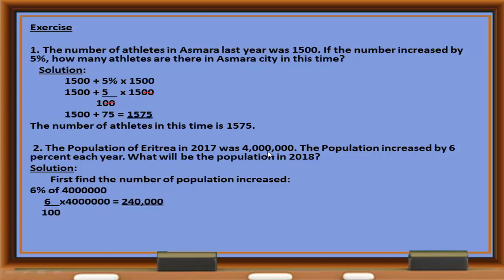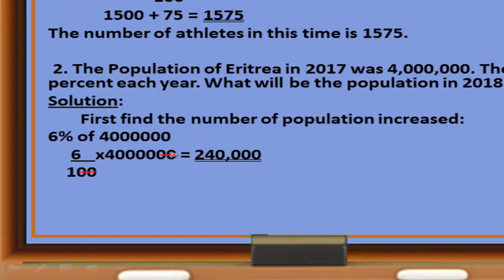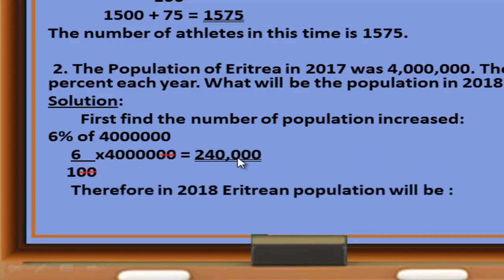6 over 100 times 4 million. 2 zeros will be cancelled with 2 zeros. 6 times 4 is 24. We have 1, 2, 3, 4 zeros. 240,000. The population will increase by 240,000, which is too much.